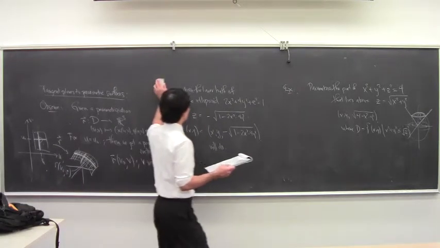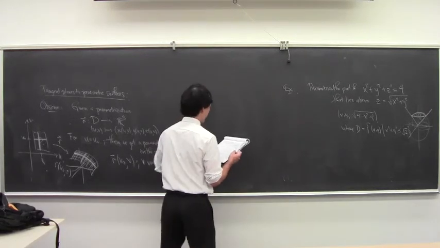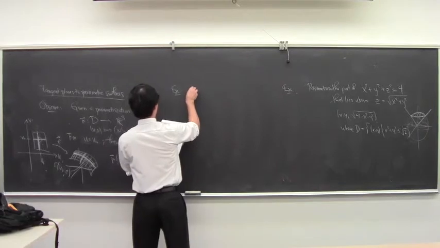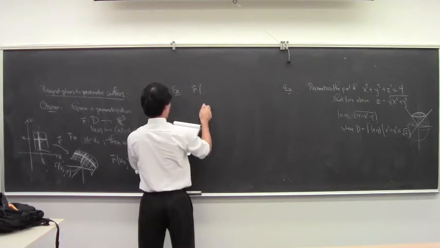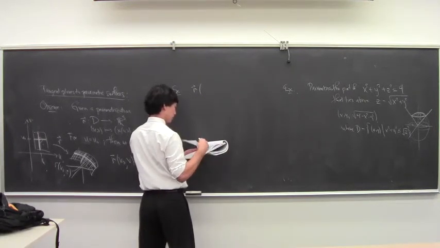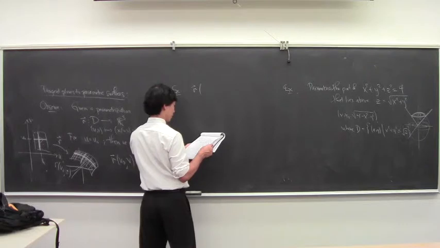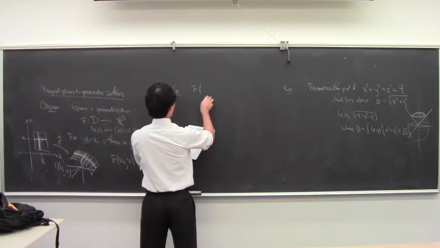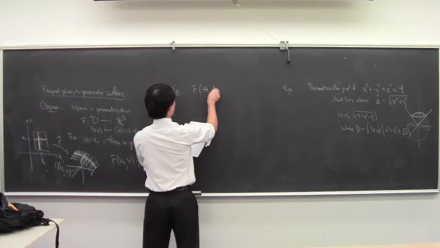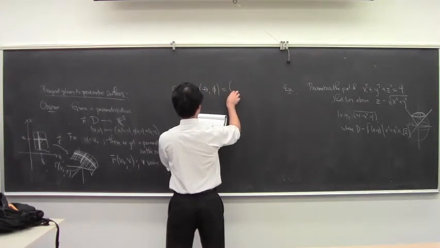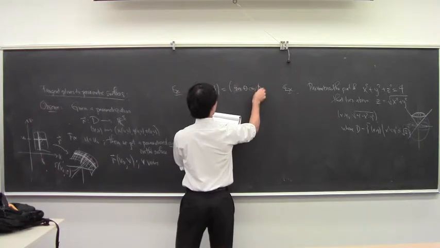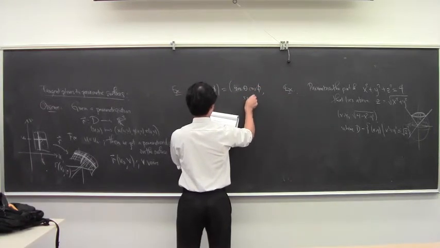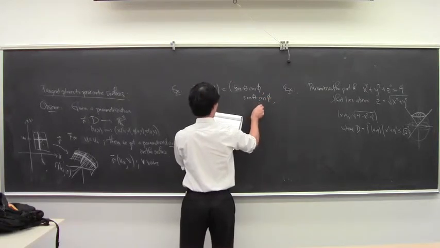Okay, so for example, if we call R of theta, phi, we let that be sine theta cosine phi, sine theta sine phi, comma cosine theta.